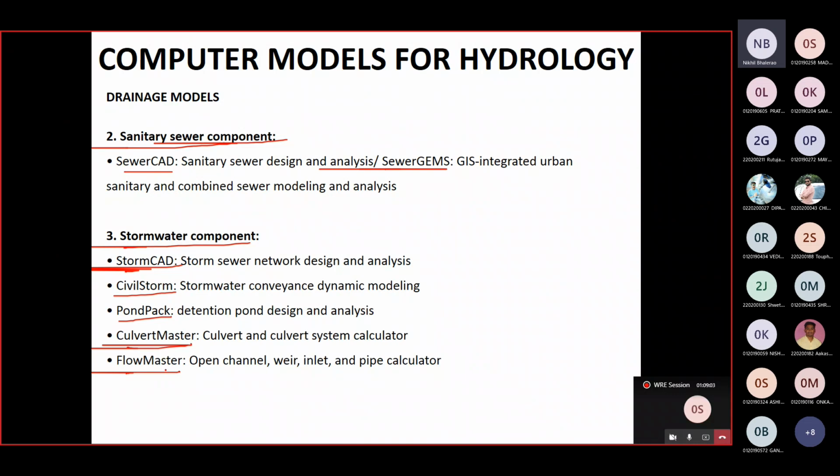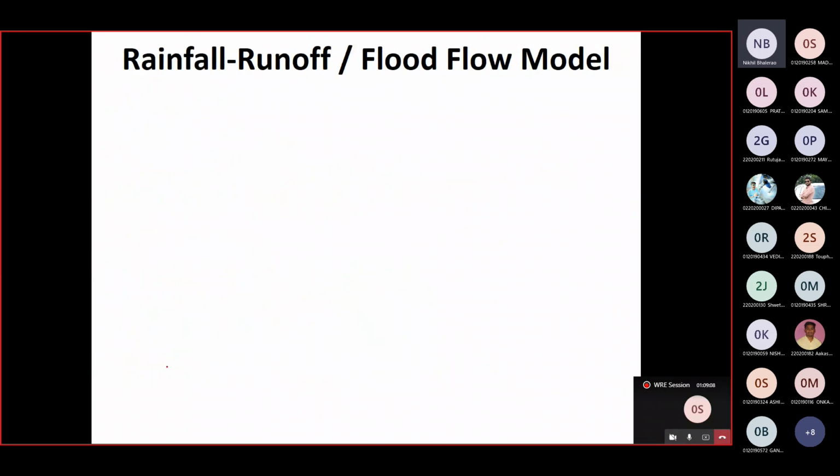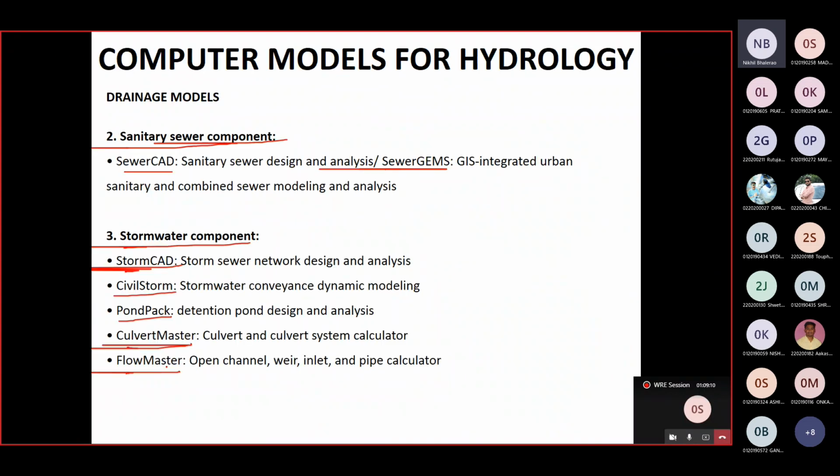These are various kinds of models. These are coming under the heads of this stormwater component. So this is about the various models or the software packages which are available or which are used in terms of the study of hydrology and the hydraulics part.